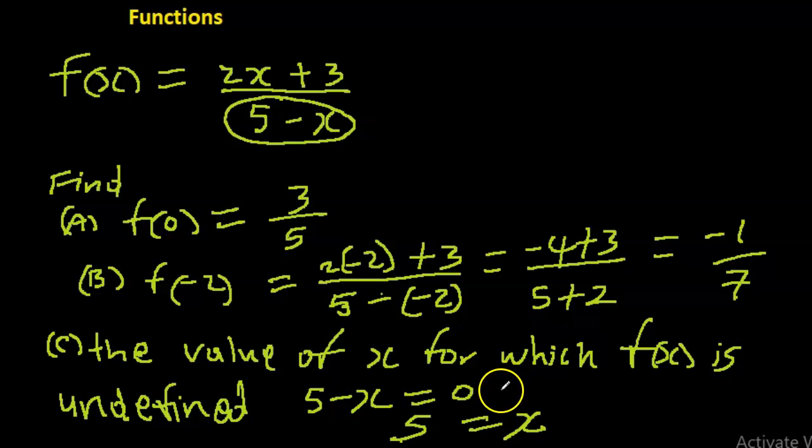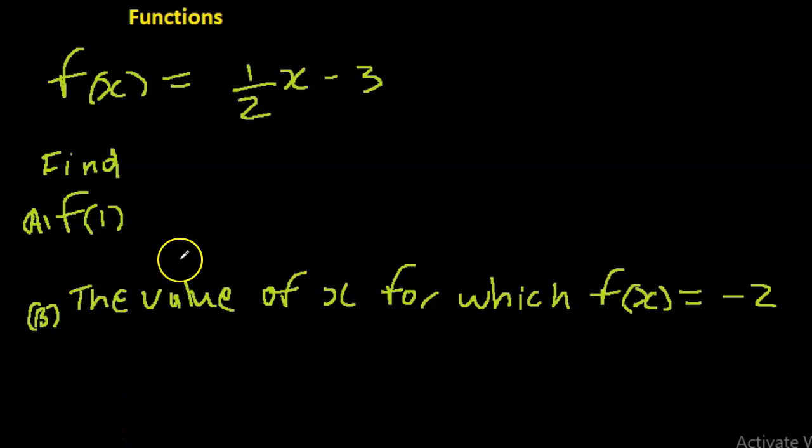You can just add x to both sides. I'll just bring the x over here. So, in other words, we're saying that when x is 5, this will become 5 minus 5. So when x is 5, the denominator is 0, which means the function is undefined. So the value of x for which the function is undefined is 5. Because when x is 5, you'd have 2x plus 3 over 0. And remember, you can't divide by 0.